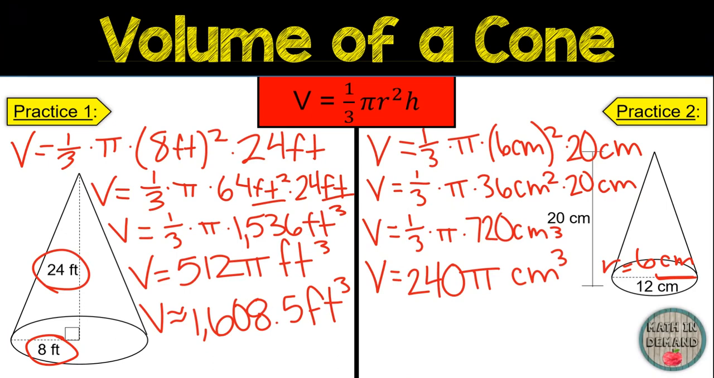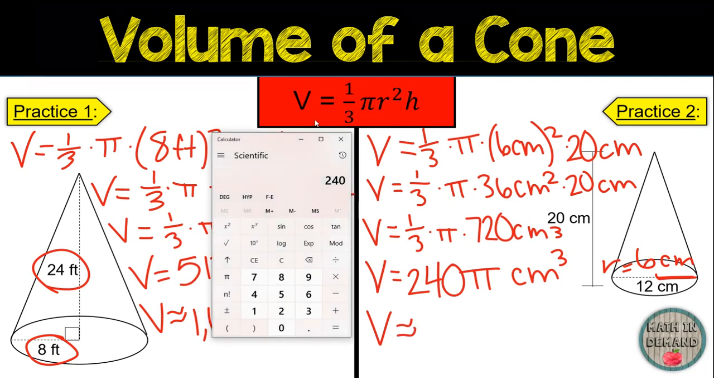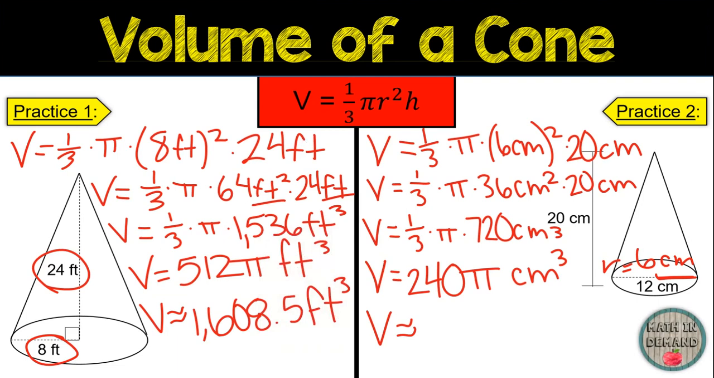Again, this would be my answer if I was asked for exact, but I'm going to go ahead and show you the decimal. So approximately take 240, multiply it by pi, and I get 753.98, which actually rounds up to 754.0. So 754.0 cubic centimeters. Okay, so that's how you calculate the volume of a cone.